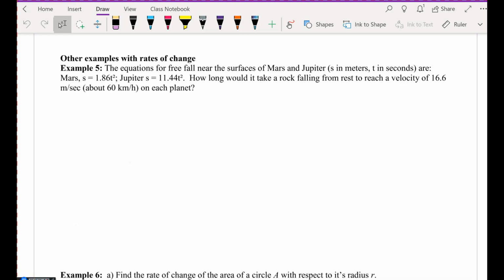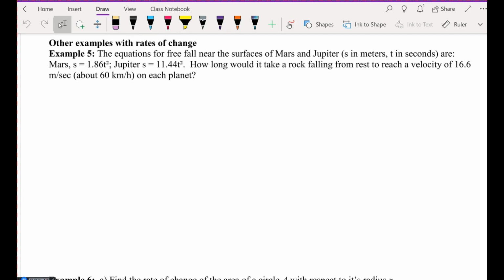So example 5, can you help me read the question itself? Chanel's not here. Anthony, help me read example 5 question, please. The equations for freefall near the surface of Mars and Jupiter, S in meters, T in seconds, are Mars S equals 1.86 T squared, Jupiter S equals 11.44 T squared. How long would it take a rock falling from rest to reach a velocity of 16.6 meters per second, about 60 kilometers per hour on each planet?